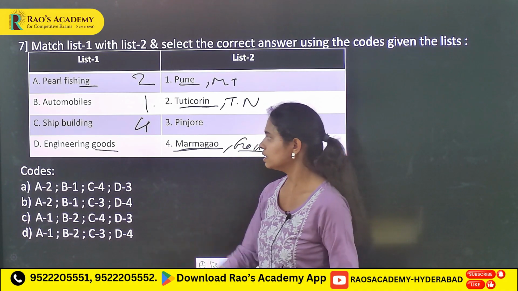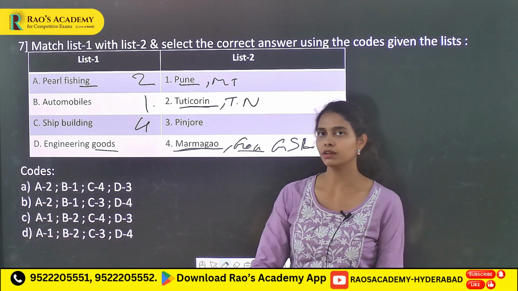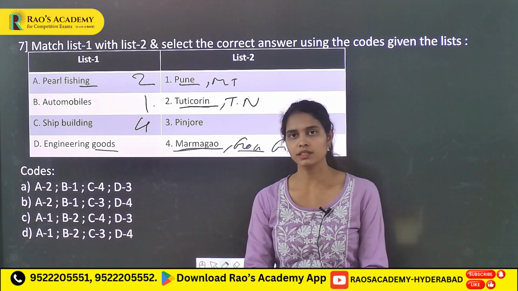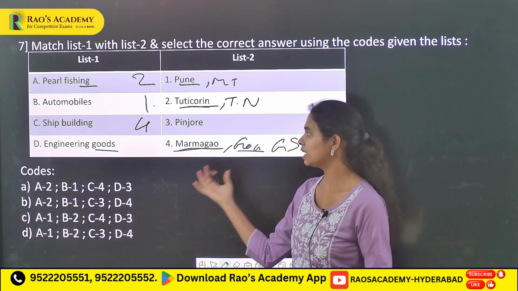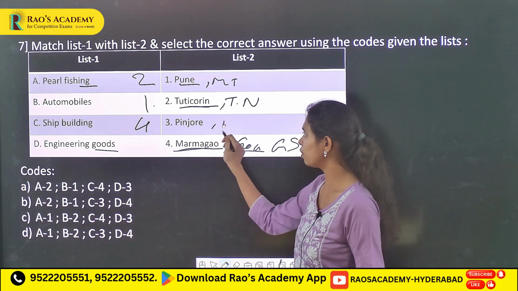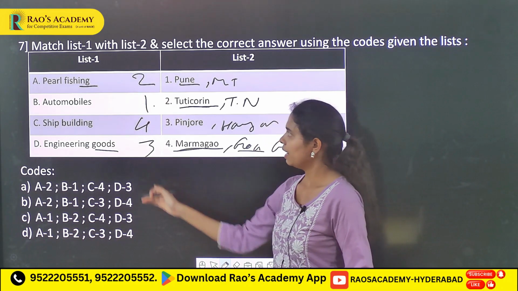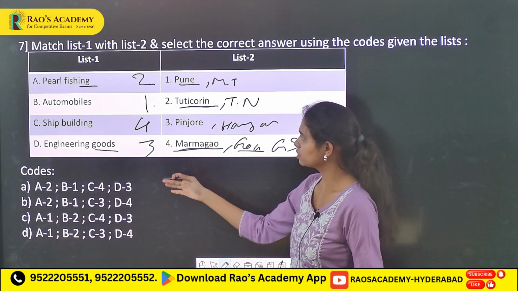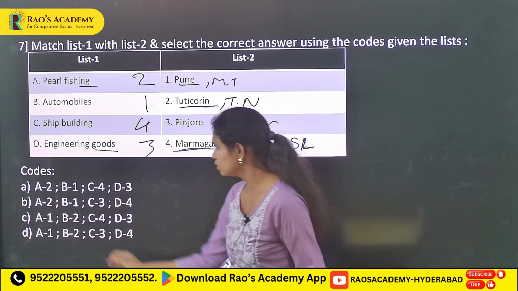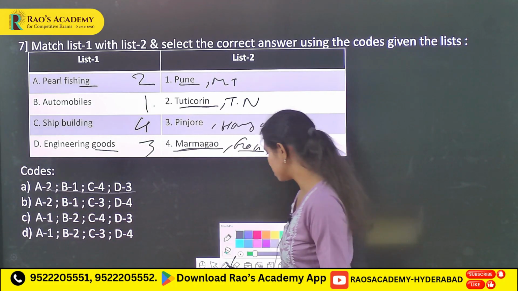goods. These engineering goods include all the equipment as well as machinery parts, which are manufactured in Pinjore of Haryana. So here, as per the match, the correct code is 2143. So the first one is the correct answer.